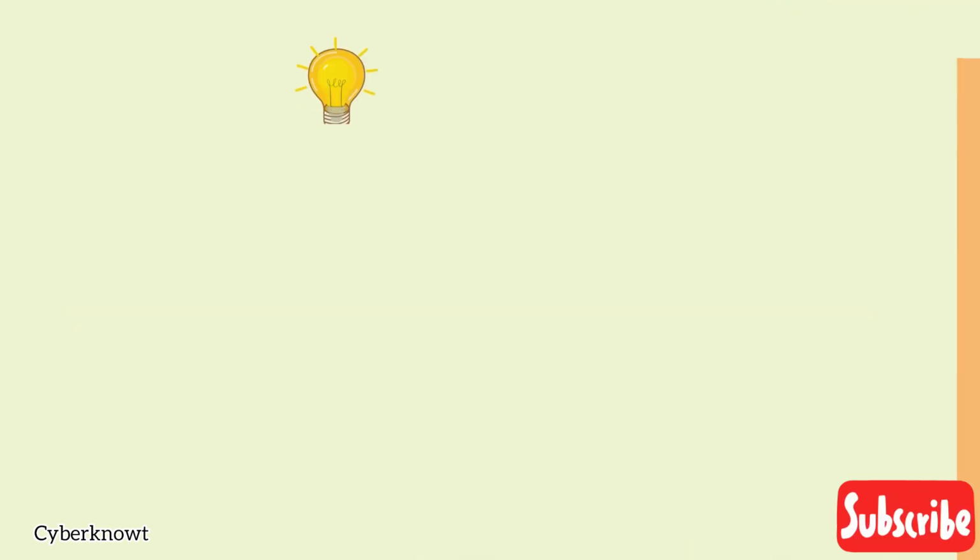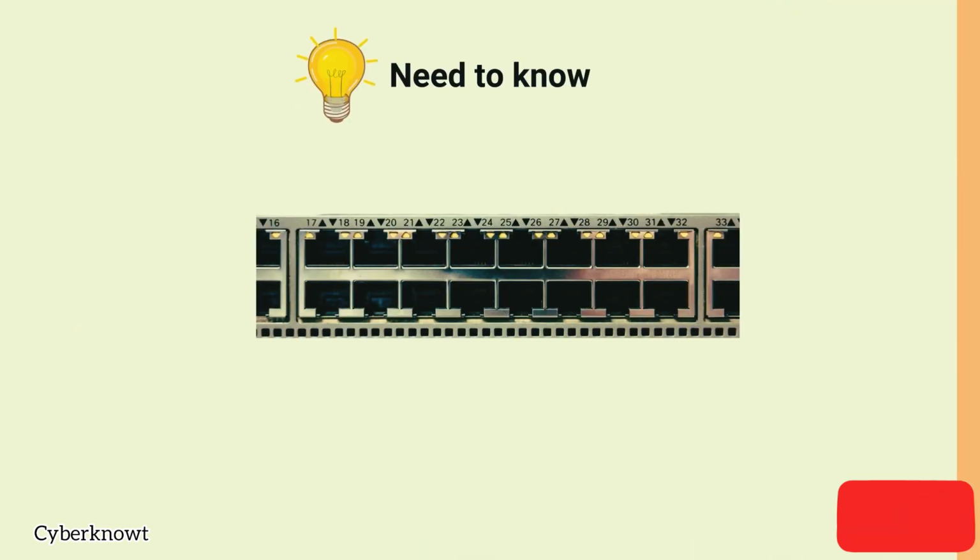Switch. Explanation. Switches are wired devices that know the addresses of the devices connected to them and route traffic to that port/device, rather than retransmitting to all devices. They're smarter than hubs, not as smart as routers.